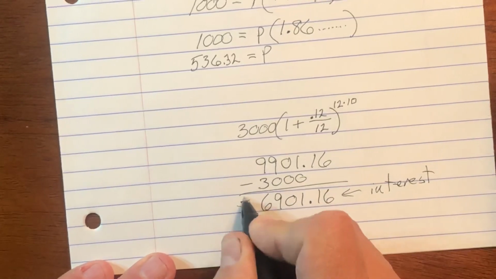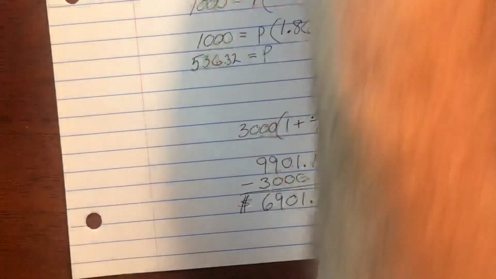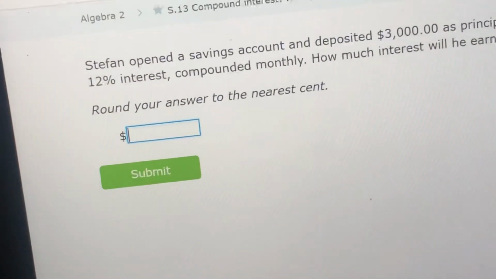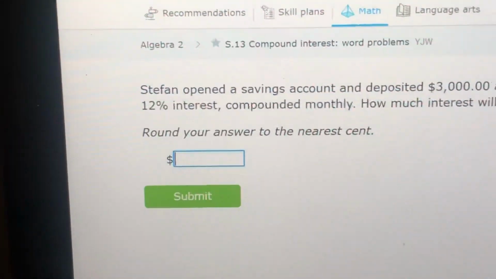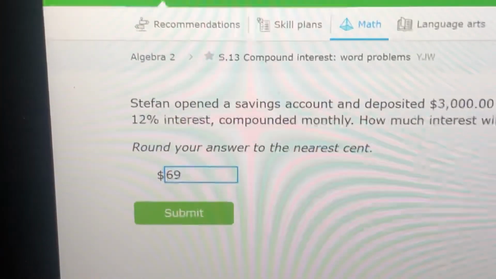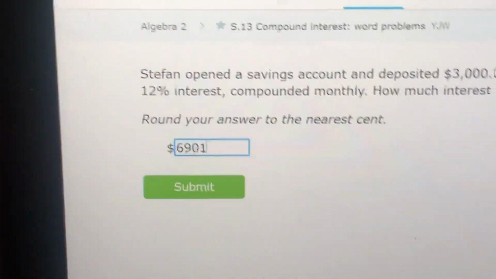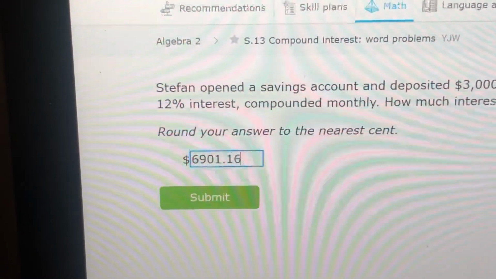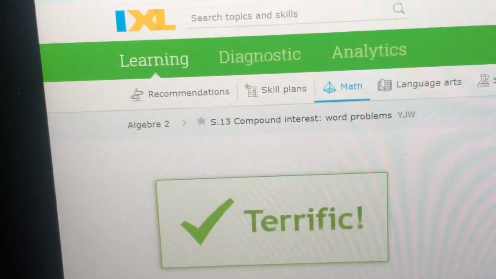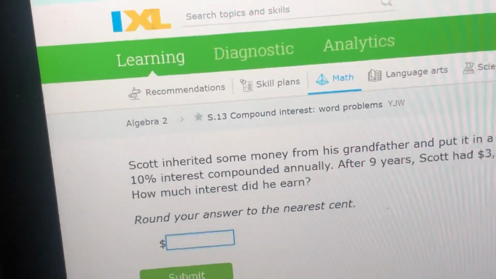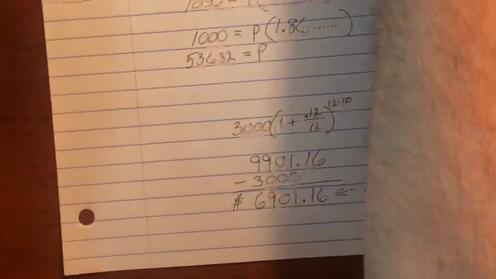So when you're doing these problems, you have to be careful and really read the problem to make sure you know what they're asking for. Because if we would have typed in the $9,901, we would have got this wrong for sure. $6,901.16. There we go. Okay? So, I hope this helps.